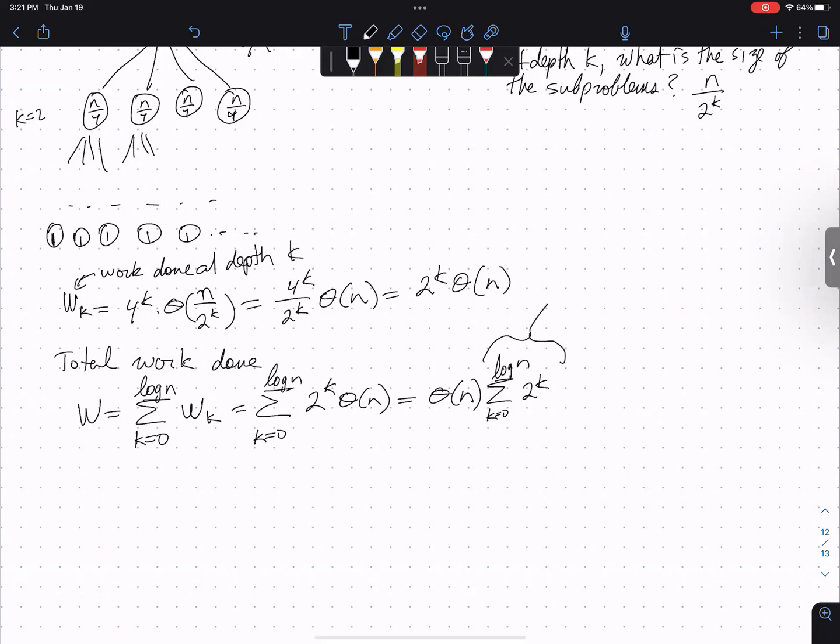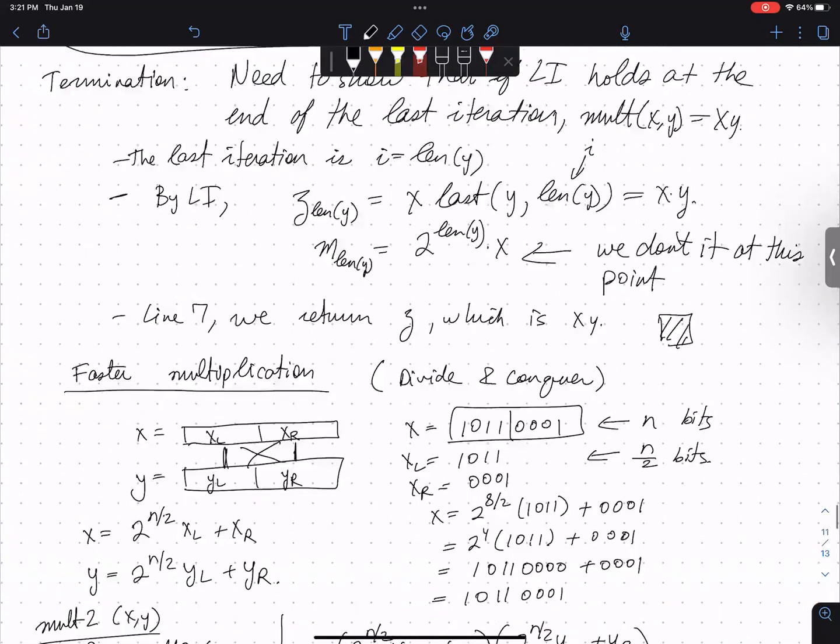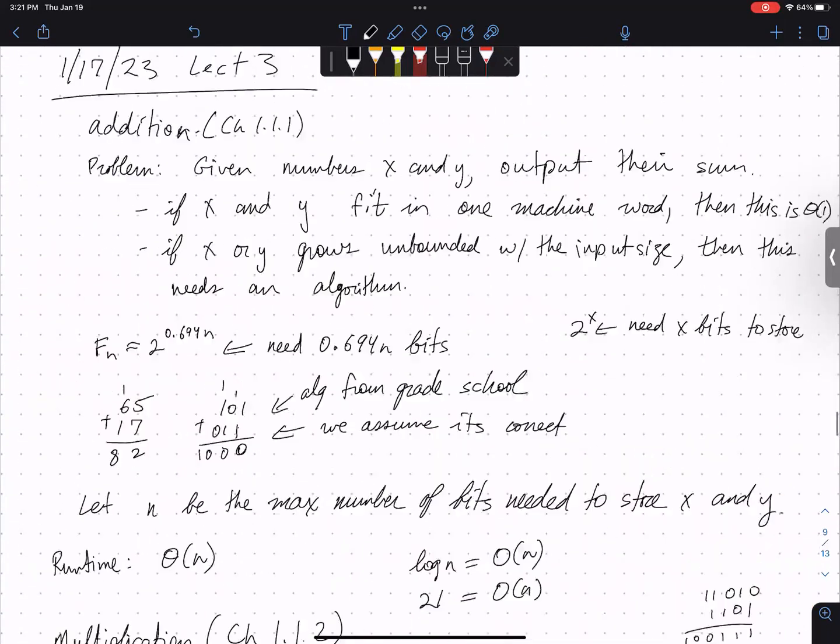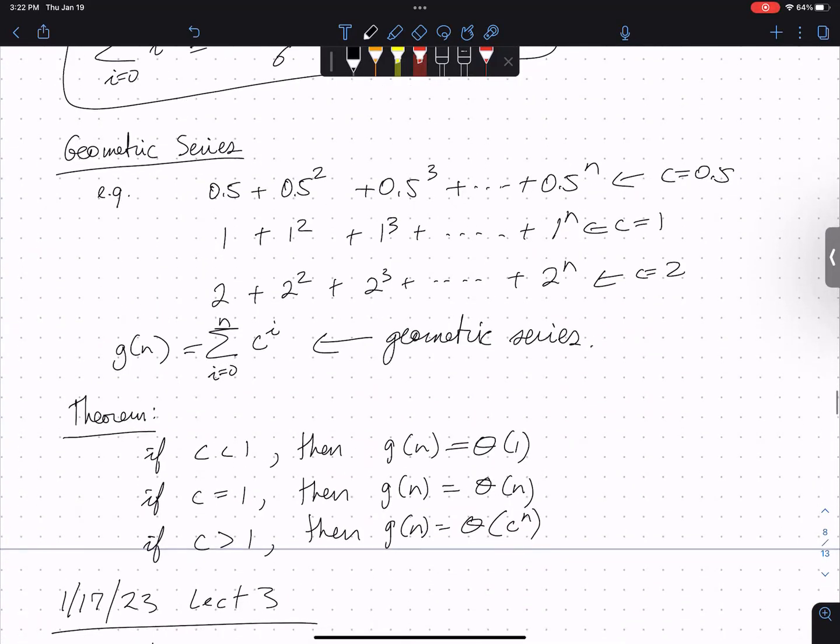Now this here, this is a geometric series. Remember, let me take you back to this thing that we covered. So a geometric series looks like this. It's a function where you have some base C in the base of the exponent, raised to the power of I, where I ranges from 0 to some upper bound. That's exactly what we have over there. We just have different variable names.